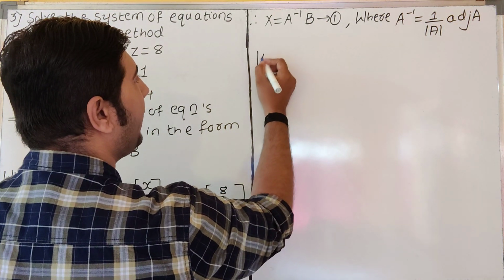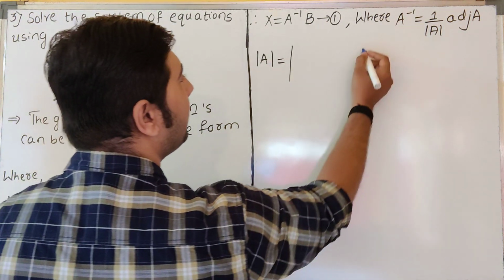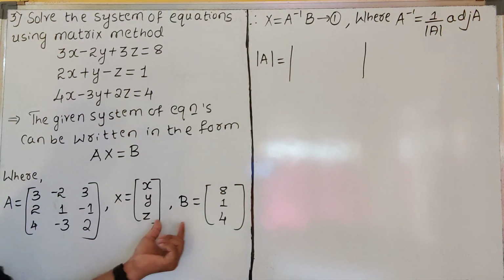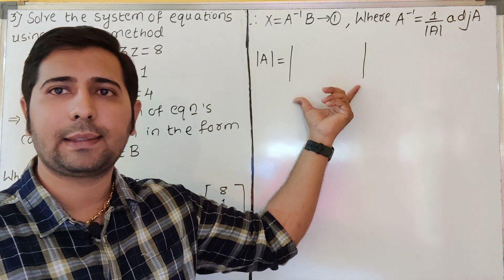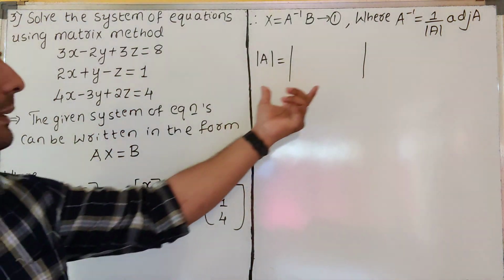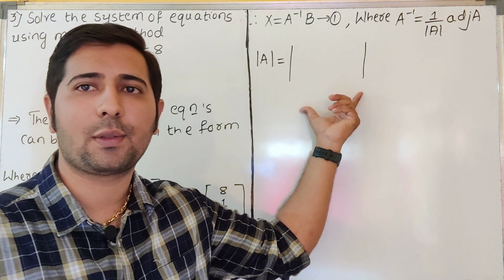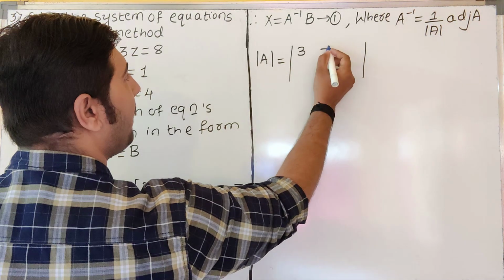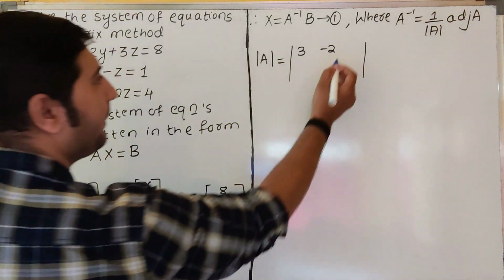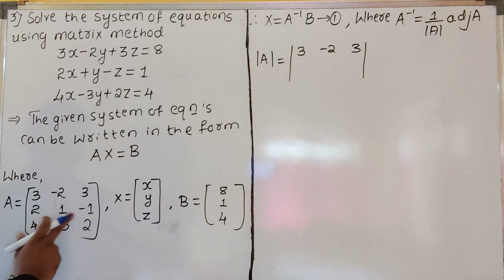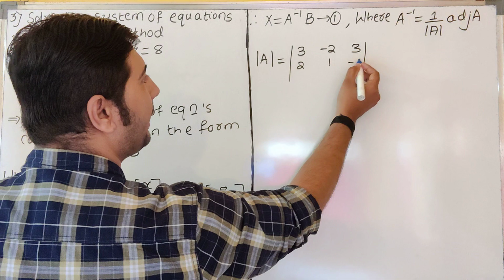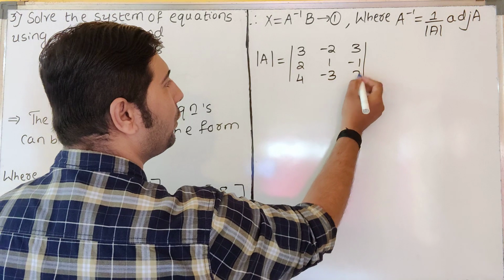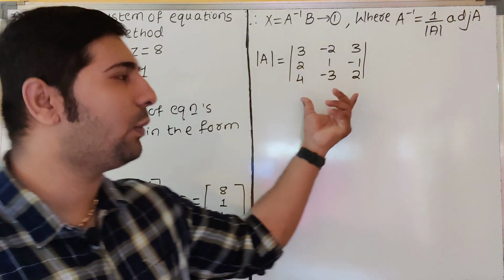See here, how to write determinant A. I am writing parallel lines here, dear students. Before, I was writing square brackets for the matrix A. Now I have used parallel lines, and it has become the determinant, dear students. Clear? So what is A? A is 3, minus 2, 3; next is 2, 1, minus 1; 4, minus 3, 2. So this is the determinant we have written.